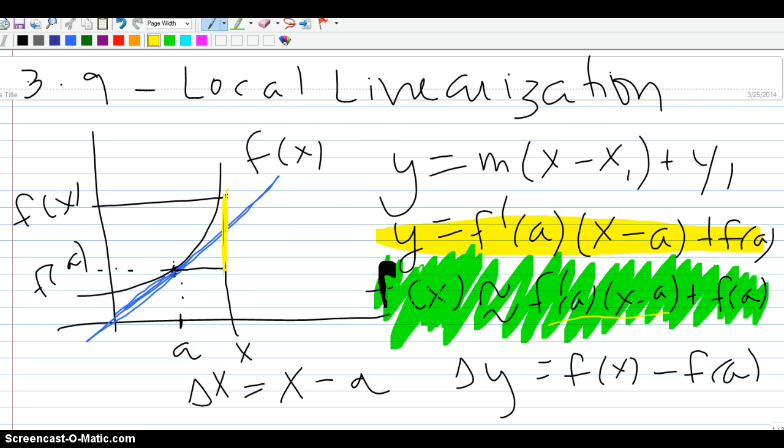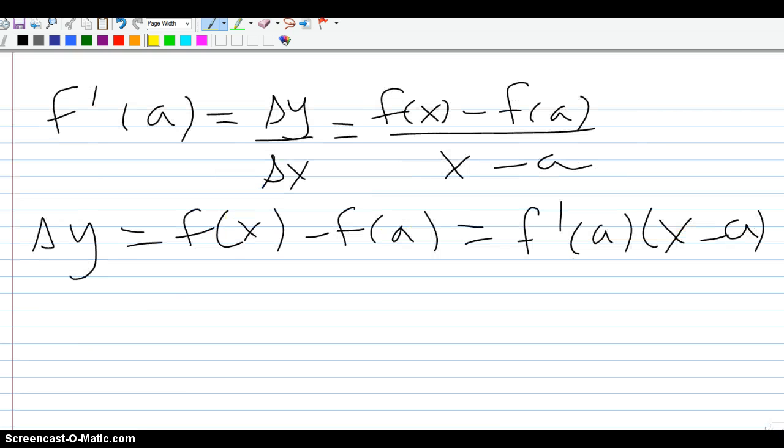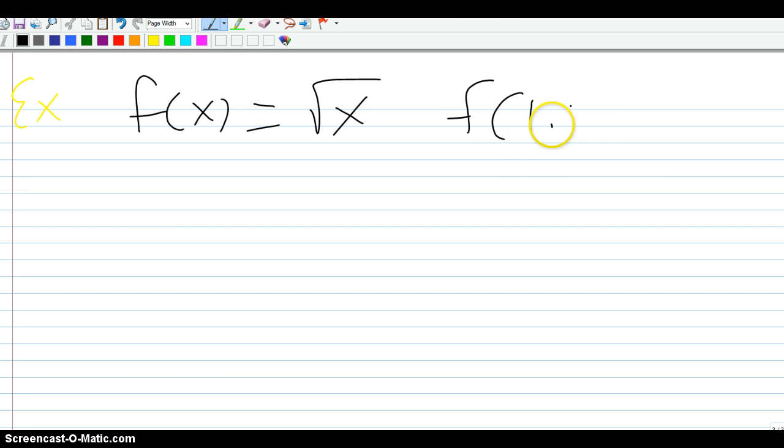So let's do a problem where we apply this. Let's look at one quick example. If we have the function square root of x, square roots are easy to calculate in our head if I'm doing perfect squares, like what's f of 16, f of 25. But let's say I want to figure out f of 1.1.